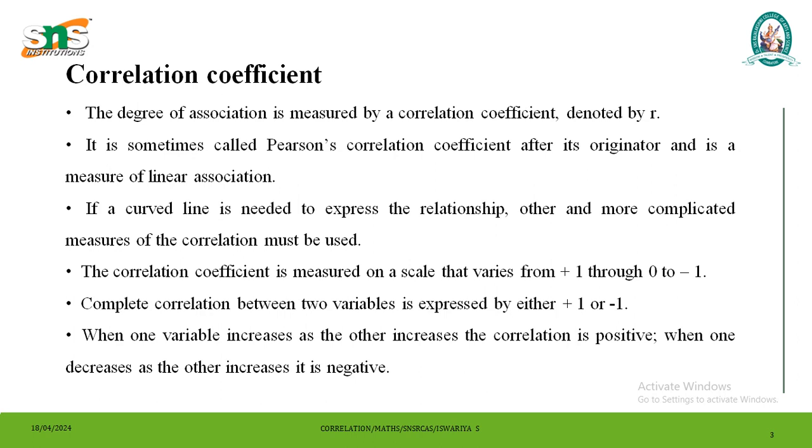The correlation coefficient is measured on a scale that varies from +1 to 0 to -1. Complete correlation between two variables is expressed by either +1 or -1. When one variable increases as the other increases, the correlation is positive. When one decreases and the other increases, it is negative.